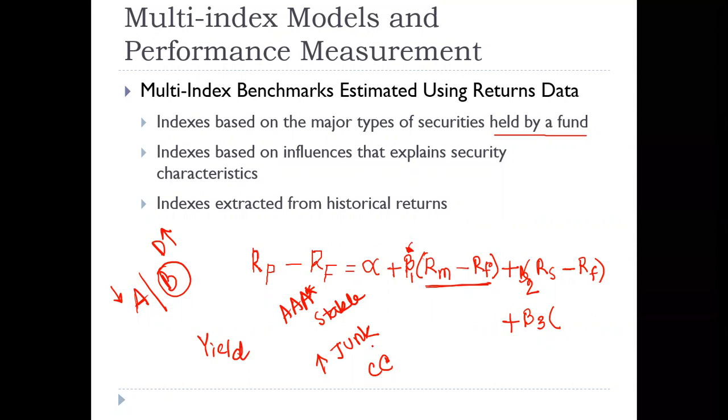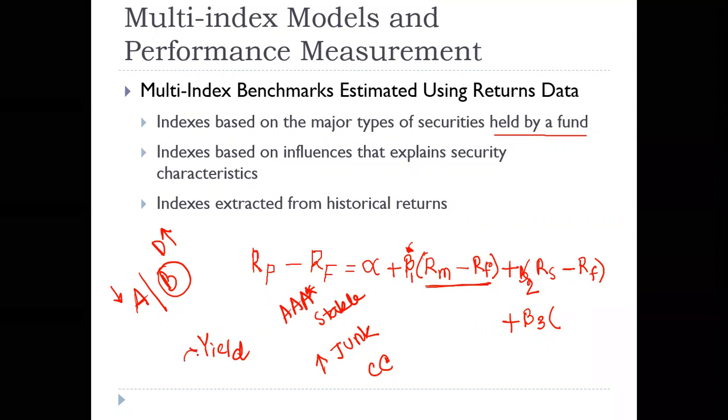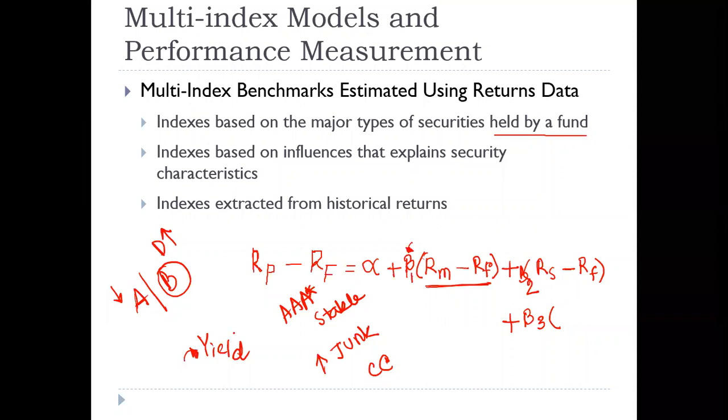If the portfolio contains a good number of junk bonds, we expect to have a higher yield. In that case, the return the portfolio is achieving can be attributed to its holding of junk bonds, or it can be attributed to the skill of the fund manager.